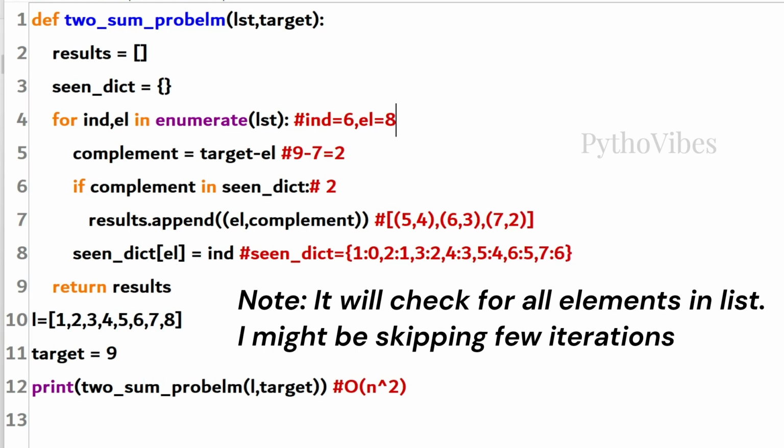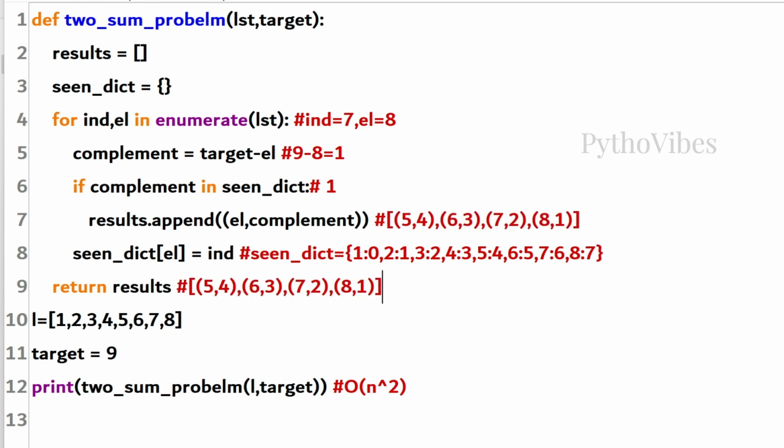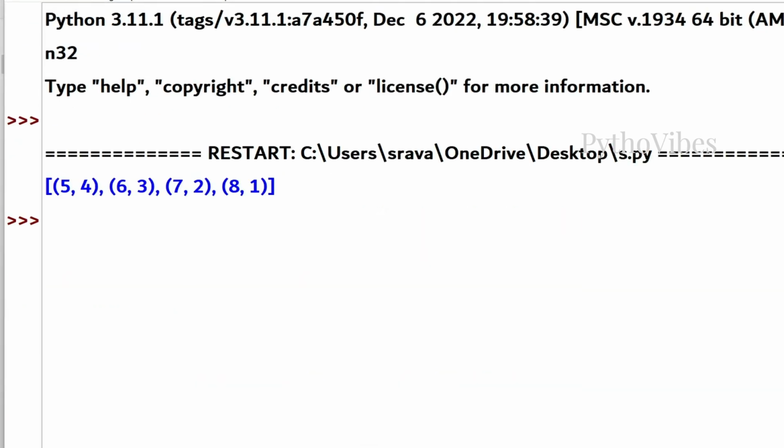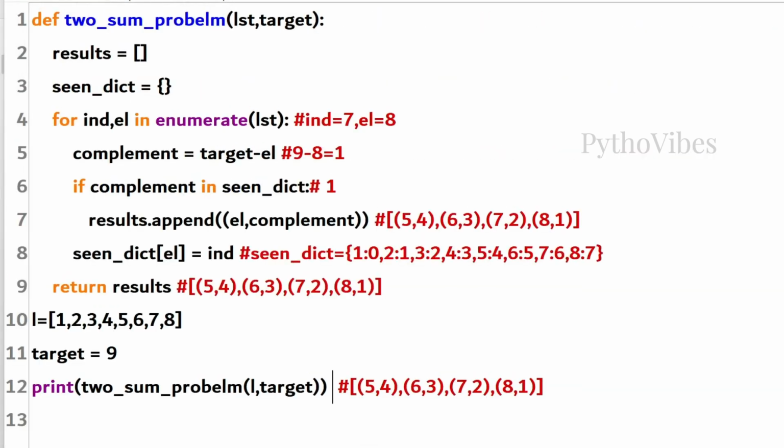Next iteration, it would be 8 and index would be 7, and it checks the complement 9 minus 8 equals 1, and this complement 1 is in cindict. Yes, it comes to the if block and adds that complement and element tuple inside this results list, like 8 comma 1, and in the next line 8 would be added as an element with the index 8 colon 7. So this is how at the end we will return this results list. So we will have this as our results. So let me save it and run this. So we have 5 4 6 3 7 2 8 1.